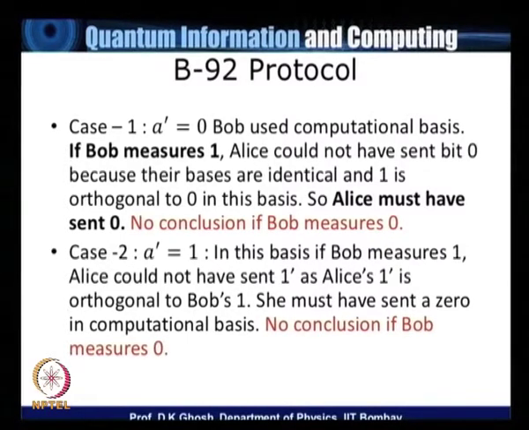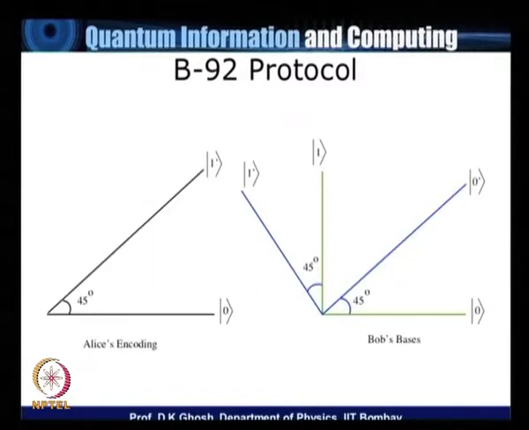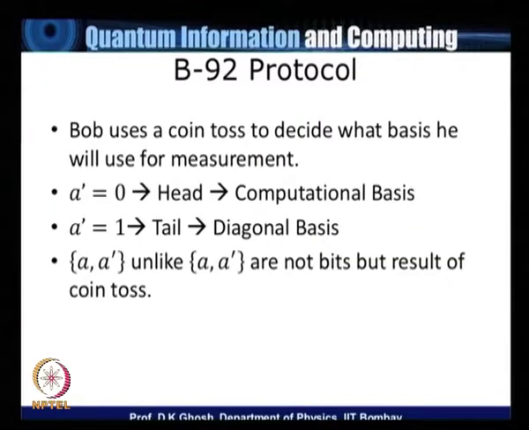Now again, if you look at the picture, in the diagonal basis, which is shown by blue lines in this picture, supposing Bob measures 1. Now if Bob measures 1, Alice could not have sent 1 prime, because this is perpendicular to that. The 1 prime here is perpendicular to the 1 prime there. So therefore, Alice must have sent a 0.